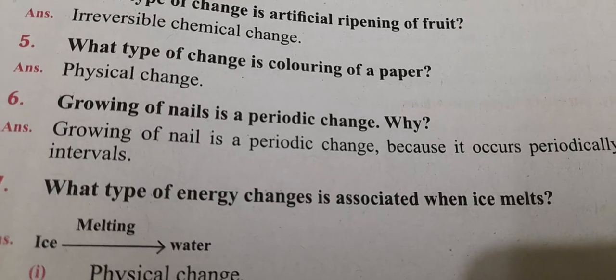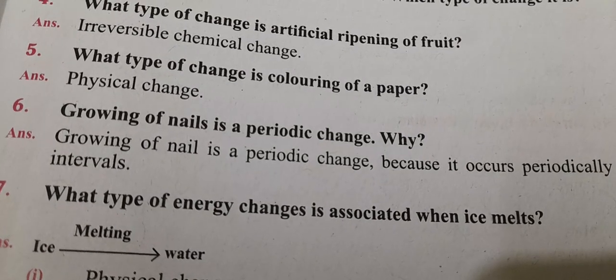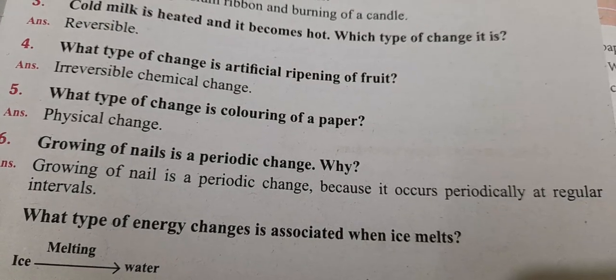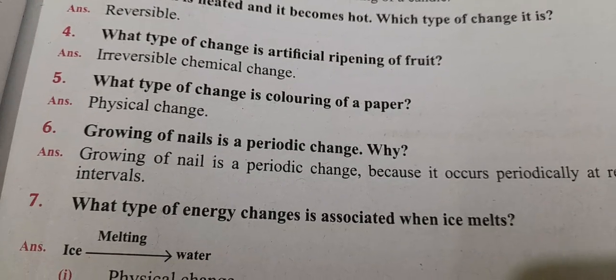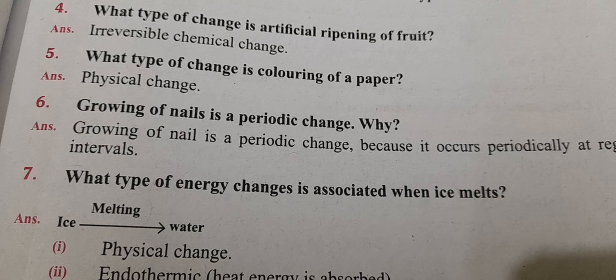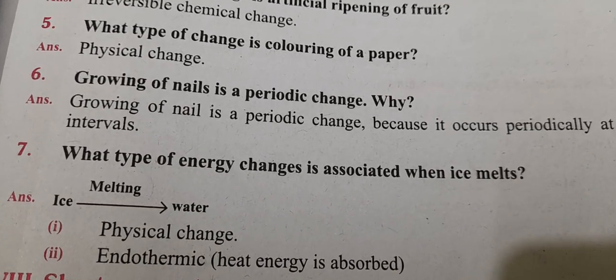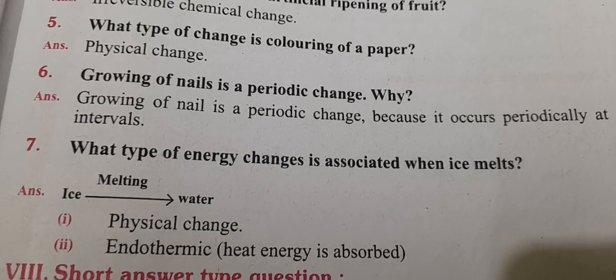Sixth one, growing of nails is a periodic change. Why? Growing of nail is a periodic change because it occurs periodically at regular intervals. What type of energy change is associated when ice melts? Ice melting to water is a physical change. It is endothermic, heat energy is absorbed.